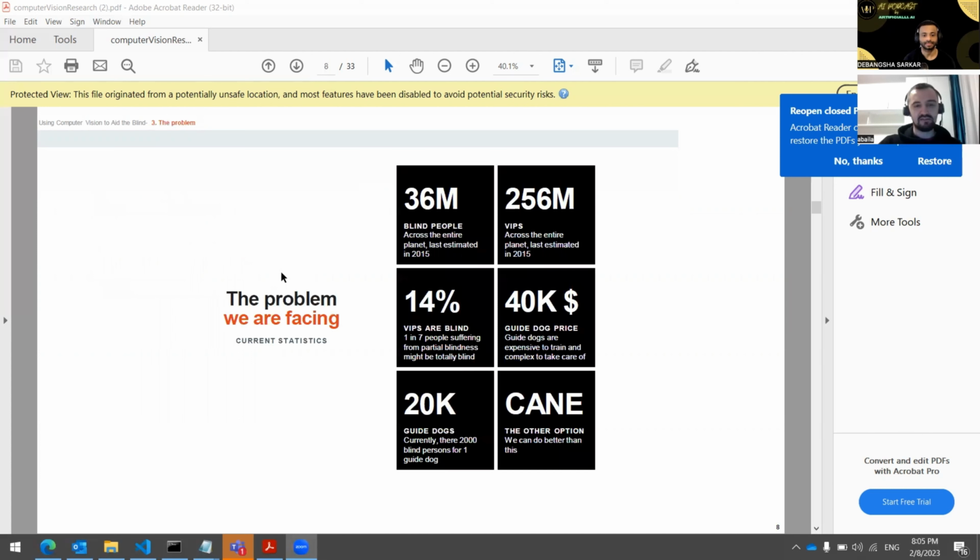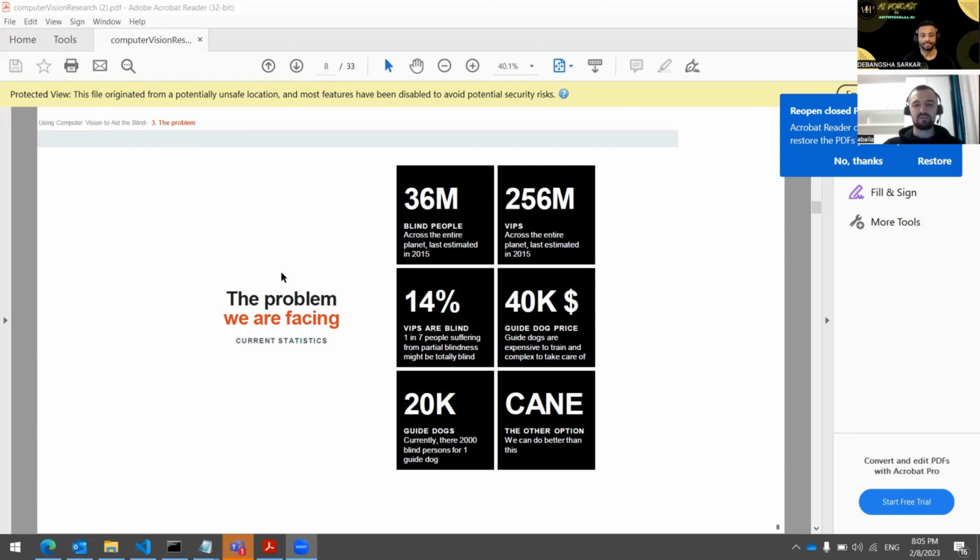Let's start, I guess. So what's the main problem we're addressing? I'm sure everyone's aware that since a long time ago, there's this problem that people have where they don't see, and that's called being visually impaired or blind. And as of right now, there's about 36 million people who suffer from partial or total blindness. And out of these, 14% are totally blind.